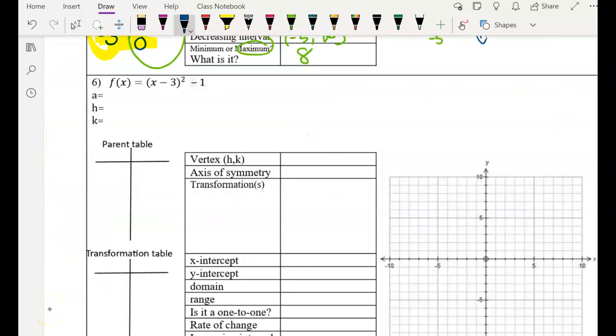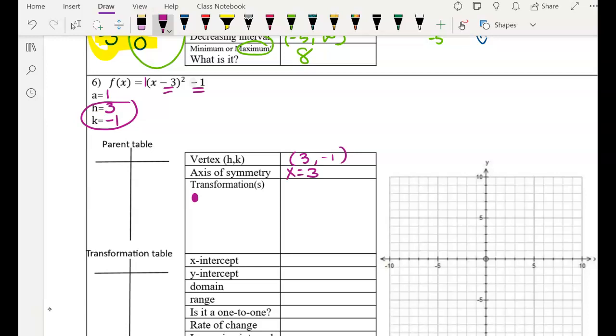Example 6 says f of x equals the quantity x minus 3, squared, minus 1. So guys, if you don't see a number in the front, give it a 1. So a is 1. And then h, this is a negative 3, so h is really 3. This is a negative, so k will keep its sign, okay? So the vertex is immediately (3, -1). Yes, we do know the axis of symmetry is x equals 3. We do know the transformations. We only have 2 transformations because a being 1, students, is not a transformation.